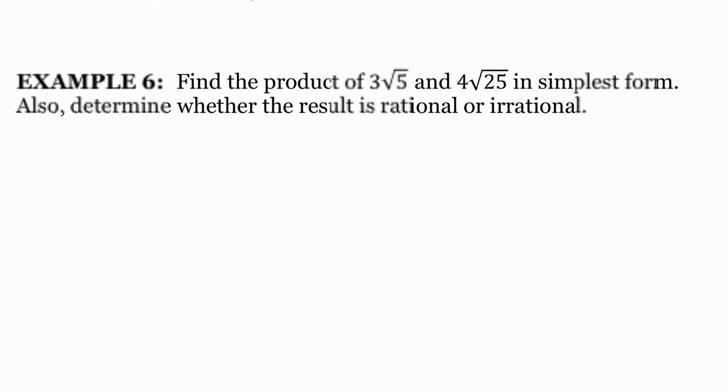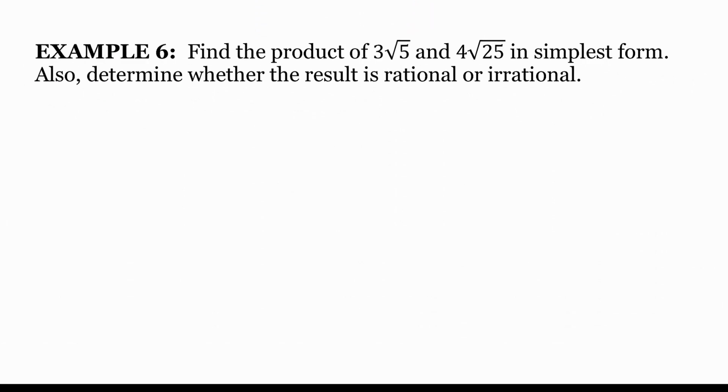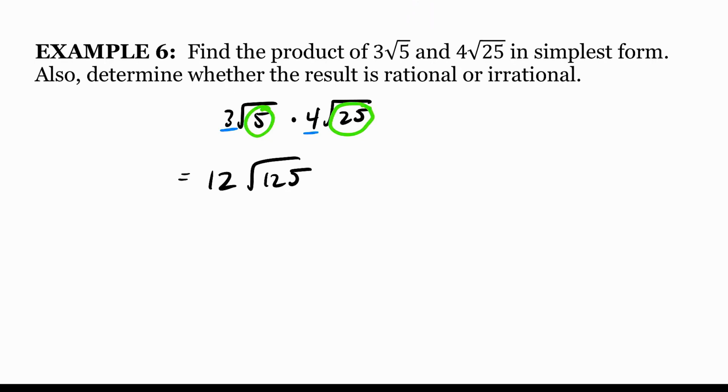Okay. And then the last problem, product. Product means multiply. So anytime you're multiplying, you're going to multiply coefficient times coefficient. Coefficients are the numbers in front. So 3 times 4, you get 12. And then you're going to multiply radicands times radicands. So 5 times 25 is the square root of 125. Okay, that's the first step.